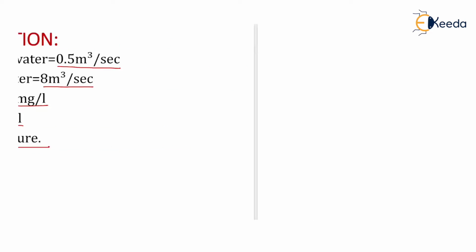So, we know the formula of BOD of the mixture, that is the 5-day BOD of the mixture into discharge of mixture will be equal to BOD-5 of sewage into discharge of sewage plus BOD-5 of river into discharge of river. Okay, now we have all these values.